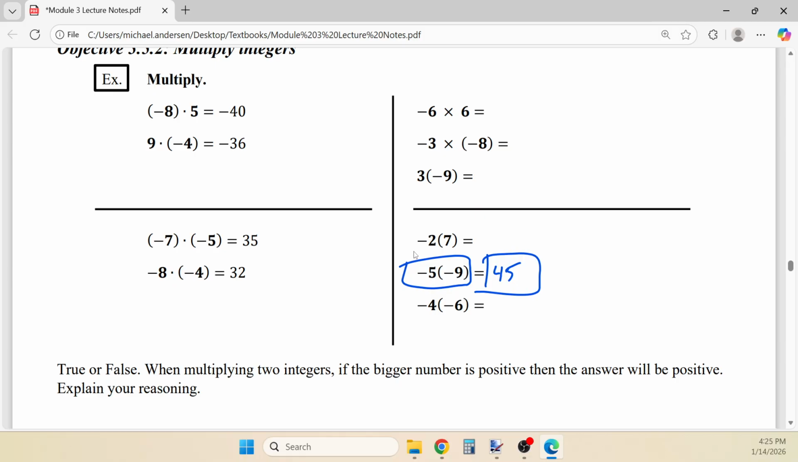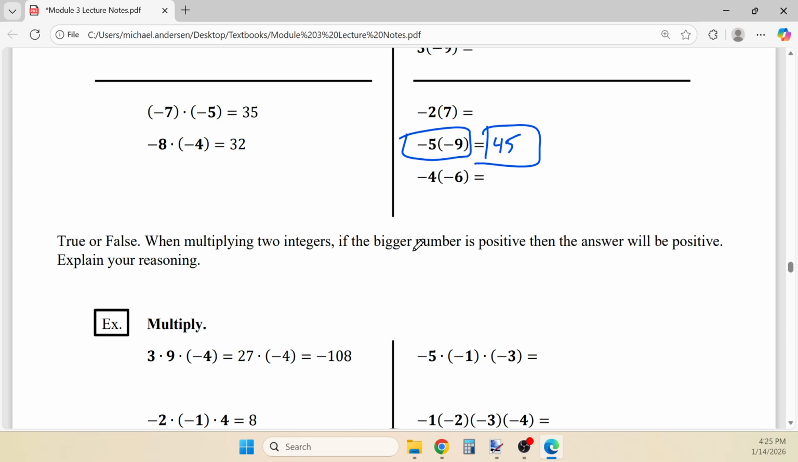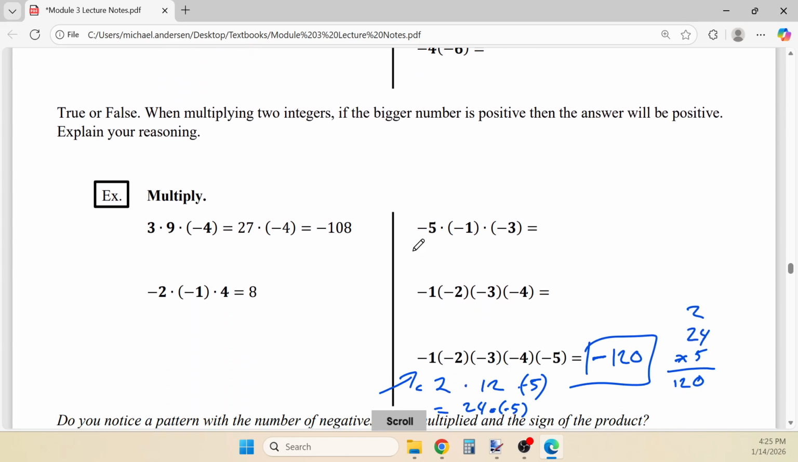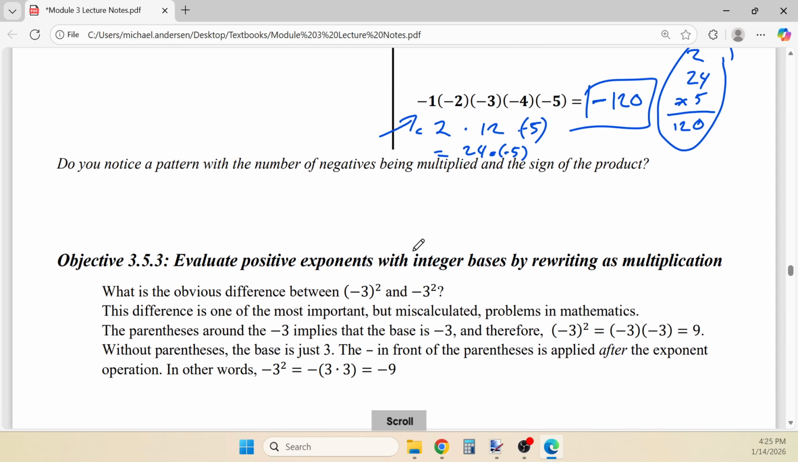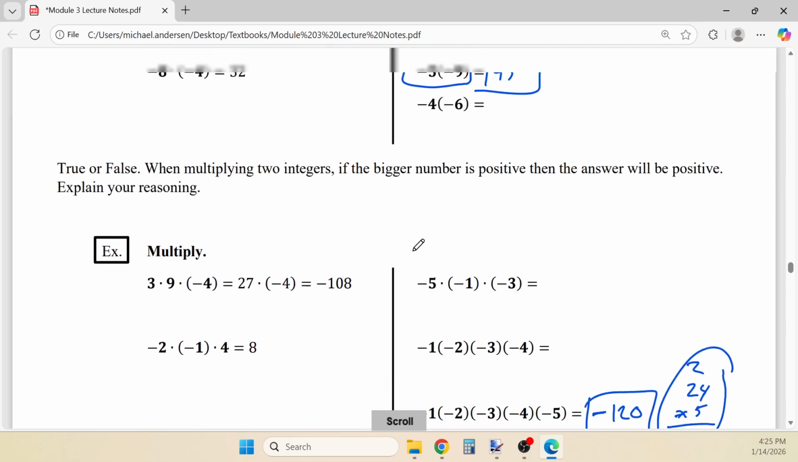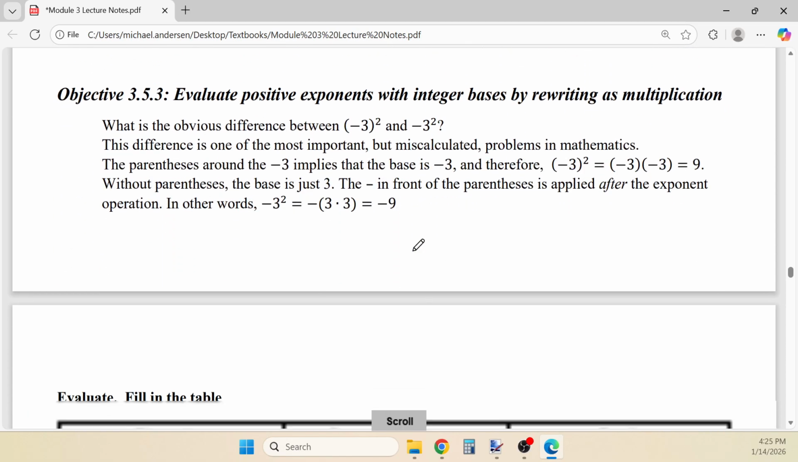And if you don't feel comfortable with these, check them on a calculator. But don't do them with a calculator. Do them by hand. Multiply them out by hand if you need to. But then check with a calculator afterward to make sure you did it right. Do we notice a pattern with the number of negatives? We should have. You need to do these problems and then write up what pattern you see.